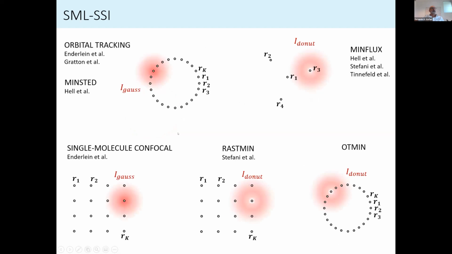And now, with this framework, you can describe orbital tracking, you can describe MINSTED, you can describe PyFLUX, you can describe single molecule confocal detection, or you can describe new ideas, for example, doing a raster scanning image using a donut field, or doing orbital tracking with a donut beam that we call here RASTMIN, or any other thing that you could come up with. You can describe it with this framework, and this is useful to compare the different methods in a fair way and see which one is more efficient in different aspects.